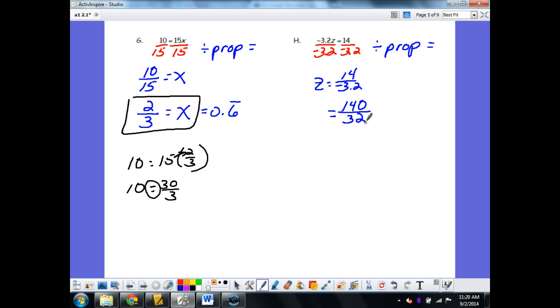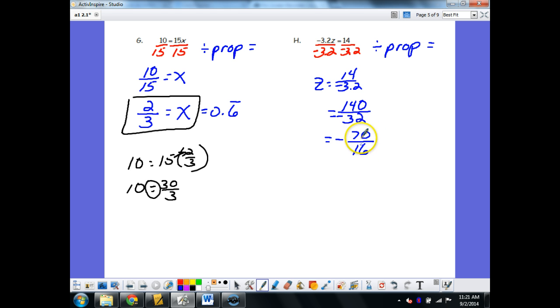And that becomes negative 140 over 32. Then I look to reduce that fraction. Now again, a lot of my answers are going to be in fractions. If you write them in decimals, make sure you are precise. Well, they're both even, so I know that 2 is a common factor. 2 goes into 140 70 times. 2 goes into 32 16 times.